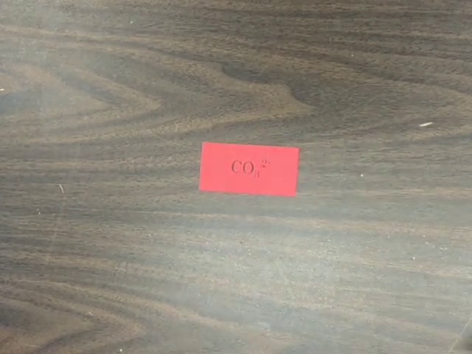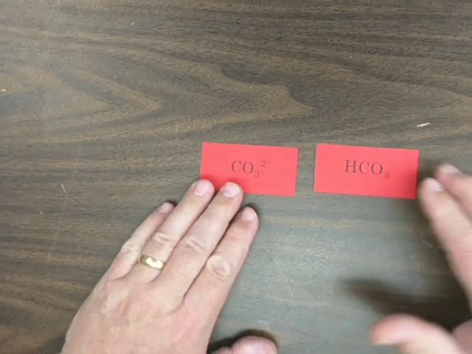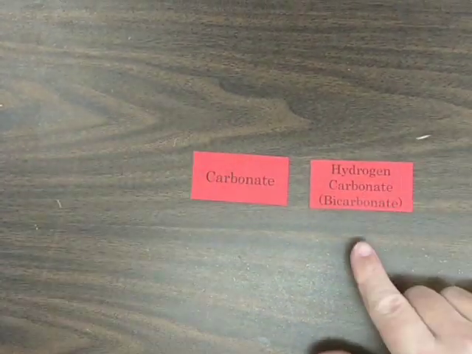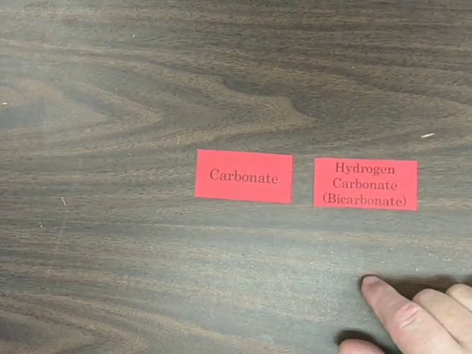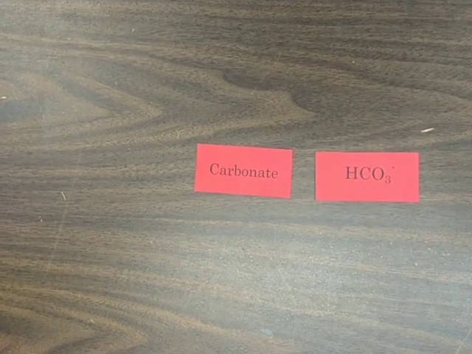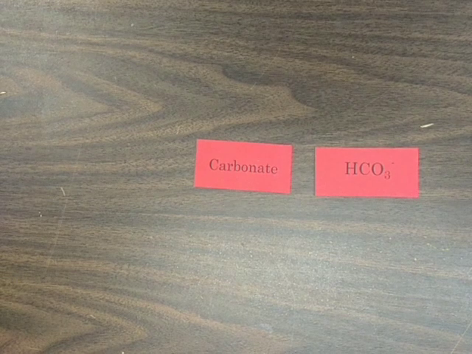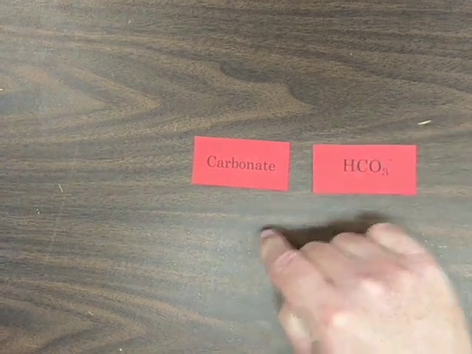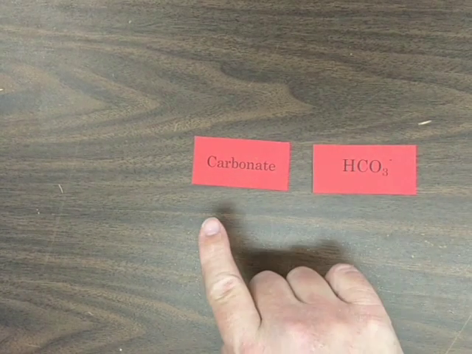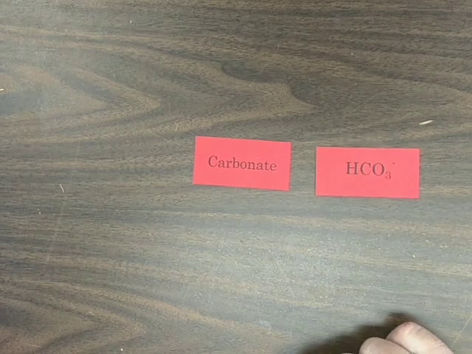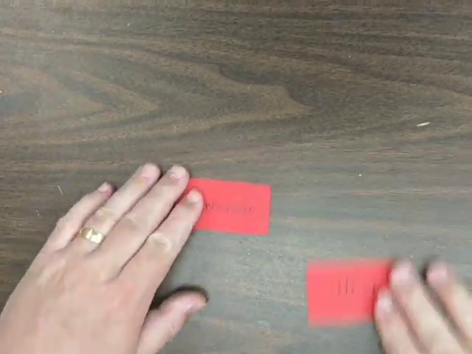Couple more. Here's an ion called carbonate. Well, if you put a hydrogen with it, it's hydrogen carbonate or bicarbonate. At home in your kitchen cupboards, I bet you have somewhere a box or container of baking soda. Baking soda is a compound of sodium bicarbonate. So you have sodium, Na plus, and bicarbonate, HCO3 minus, and they add up to 0.